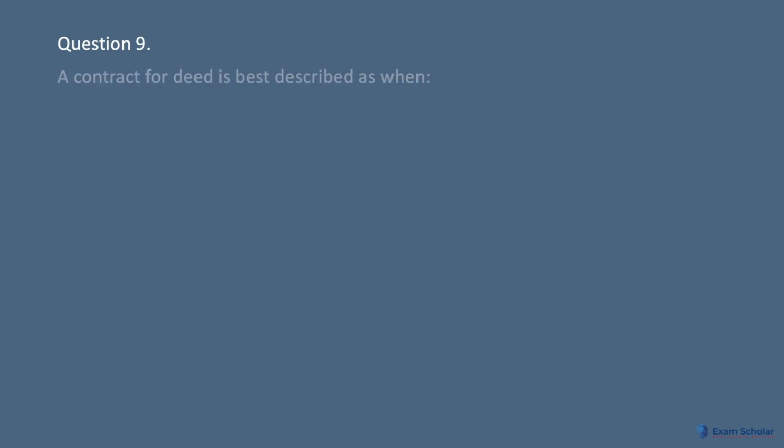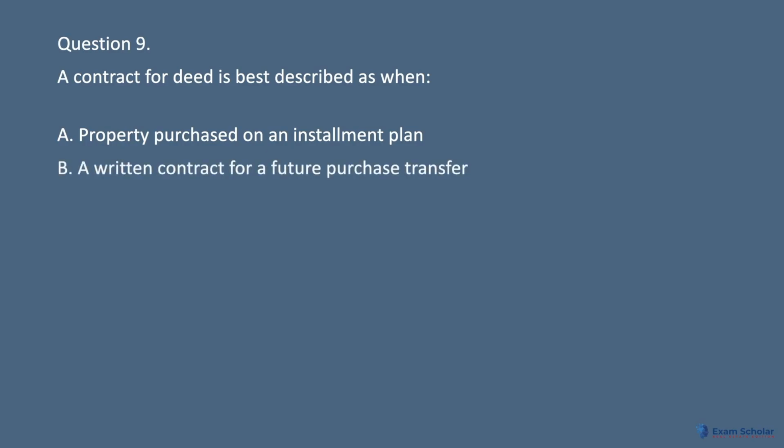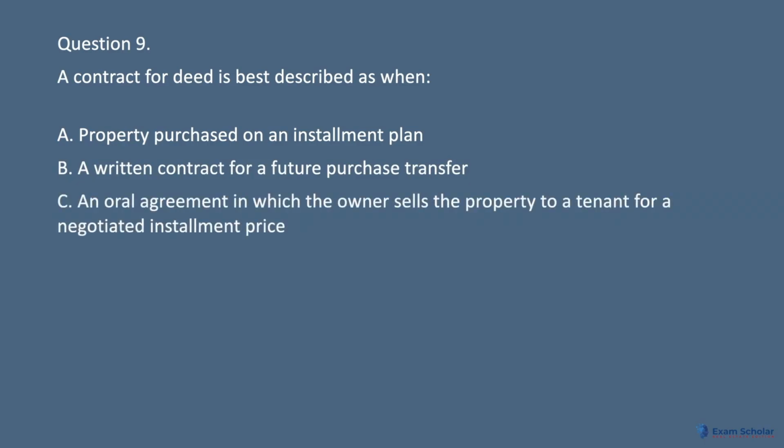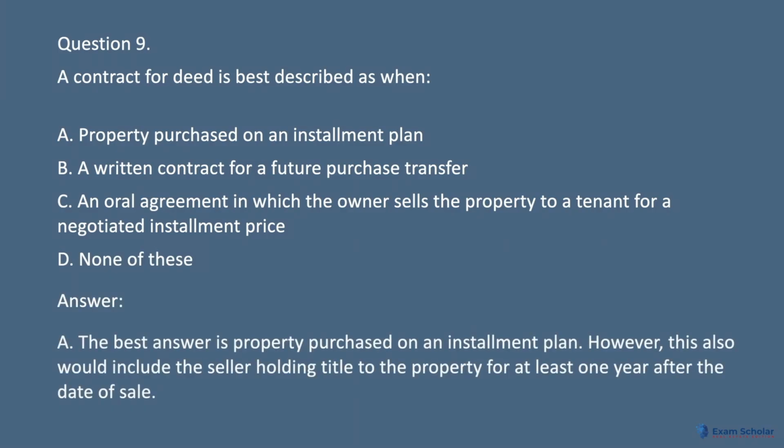Question 9. A contract for deed is best described as when A. Property purchased on an installment plan. B. A written contract for a future purchase transfer. C. An oral agreement in which the owner sells the property to a tenant for a negotiated installment price. D. None of these. Answer. A. The best answer is property purchased on an installment plan. However, this also would include the seller holding title to the property for at least 1 year after the date of sale.